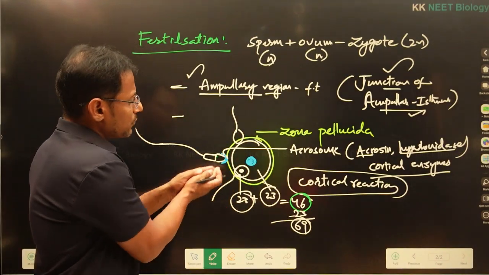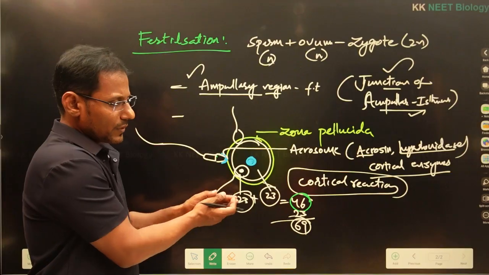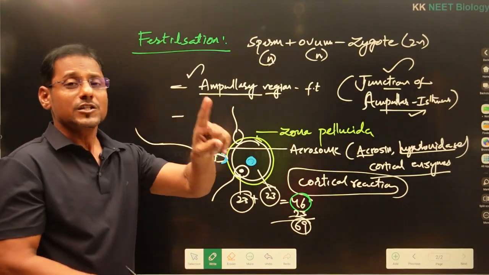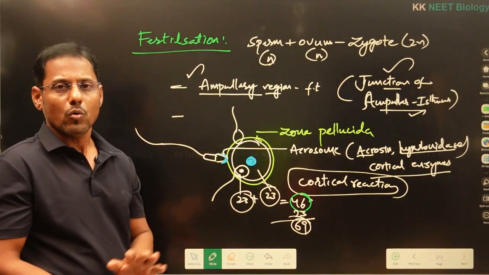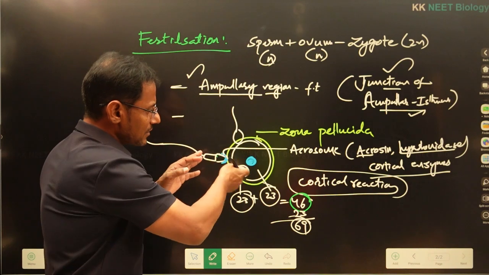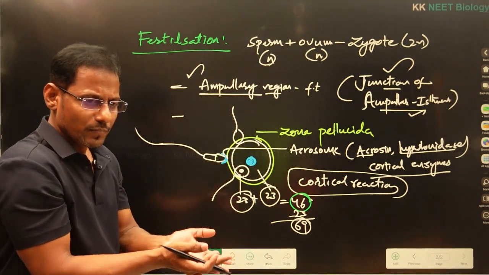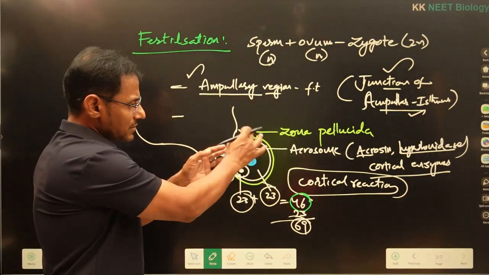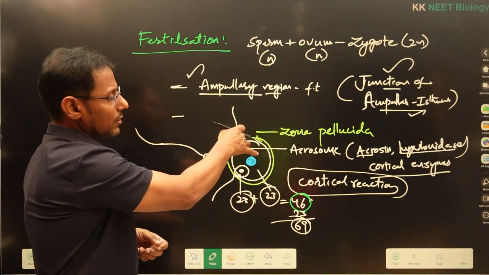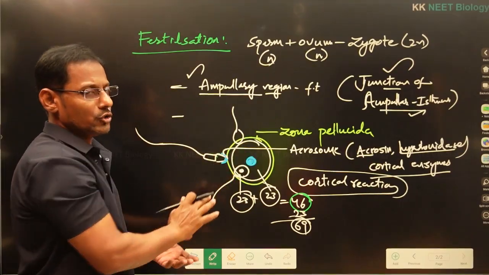So once the sperm has entered the ovum, it should take care that no other sperm enters the ovum. Some chemical changes take place in the zona pellucida, around the ovum, so that it becomes tough. So it is going to block other sperms from entering the ovum.